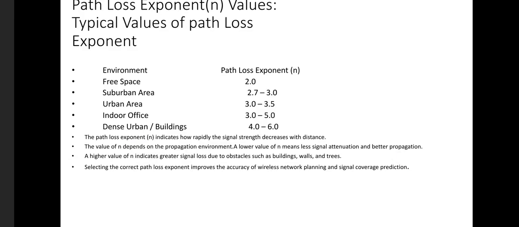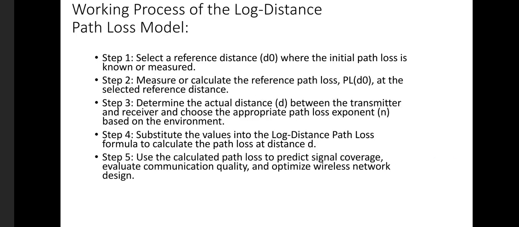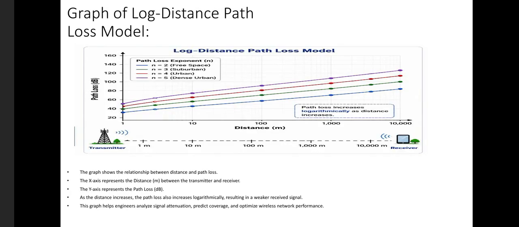So this is the path loss exponent component, which we have already discussed. If it is free space, it is very minimal. Suburban, slightly increased, and for indoor and dense urban, it is highly increased. So in the working process, we select a reference distance and consider it as the initial path loss, and we calculate the reference path loss at the selected reference distance. We determine the actual distance between transmitter and receiver, and we combine these two to find the exact path loss in this model. So this is the graph of the log distance path loss model.